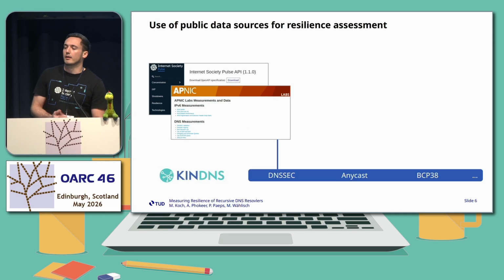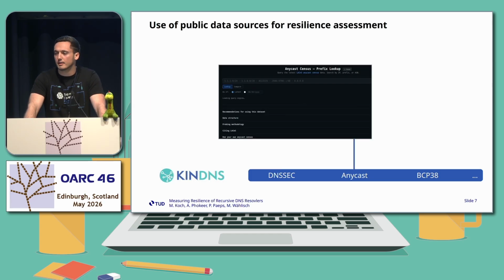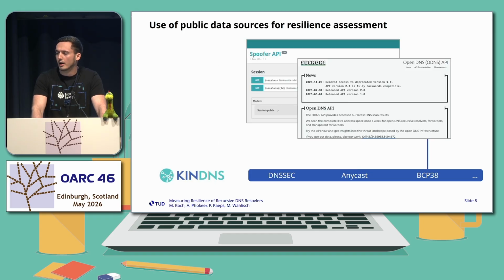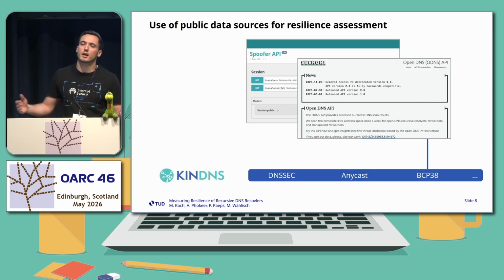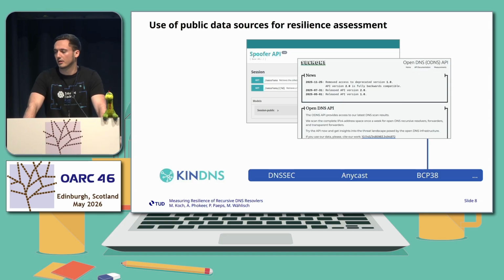And how do we do that? We start with collecting multiple public data sources to assess the resiliency. And for example, we use the APNIC DNSSEC validation measurements. We also use the Manycast API to check whether a resolver is in an Anycast deployment or not. And we also use, for example, the Spoofer API, and we use the OpenDNS API to check whether the recursive resolver is deployed in an environment that does source address validation, or it doesn't.